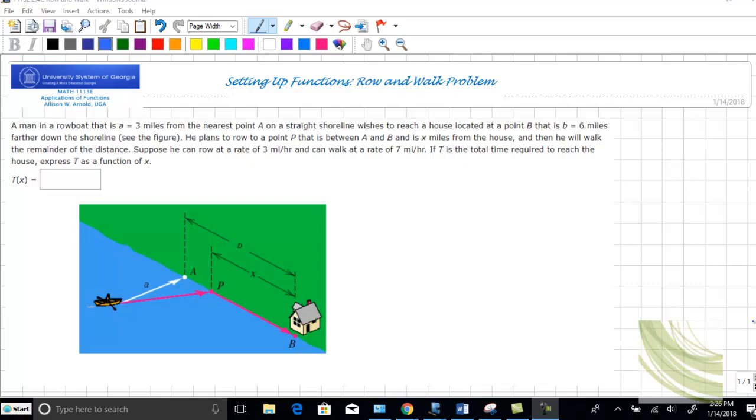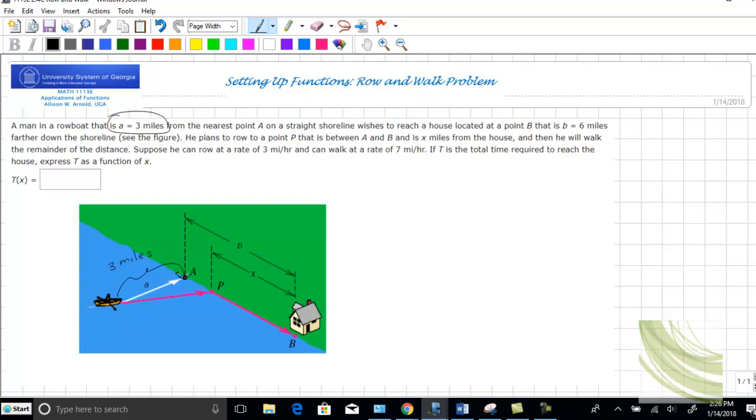It says a man in a rowboat that is 3 miles from shore, so this distance is 3 miles from shore to a point A, so perpendicular to the shore. Okay, that would be the shortest distance to the shore.